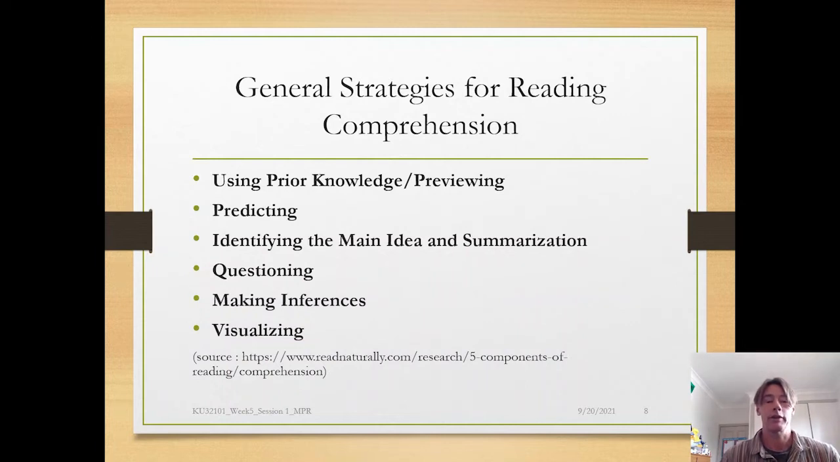So the first one is using prior knowledge and previewing. We know a lot already, and we can use that to help us understand. We're not learning things for the first time most of the time, and then if we quickly preview the material, it will give us an idea of where the text is going. Predict what will come. If you're reading about operating systems, you can expect some of the things that will come up. If you're reading about CPUs, you know some of the language and some of the vocabulary will be used through that. When you're reading, try and identify the main idea and summarize what's happening.